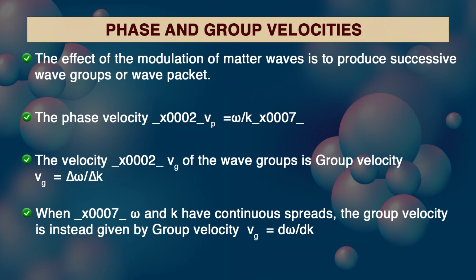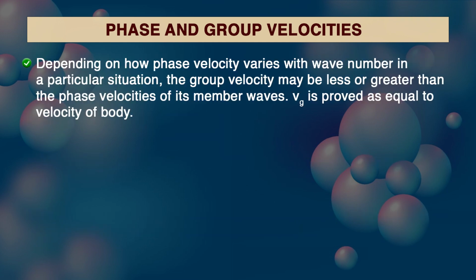After some mathematics, one can get the group velocity, which is equivalent to d omega by dk, and this can be proved mathematically. This group velocity is equivalent to the velocity of the object. So, the phase velocity was greater than the speed of light c, but the group velocity of the matter wave, meaning the velocity of the matter wave, is equivalent to the velocity of the body. It is mathematically proved. The shape of the wave packet depends on the constituent waves.